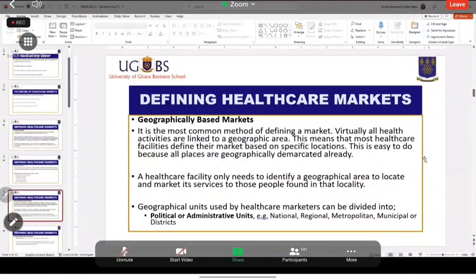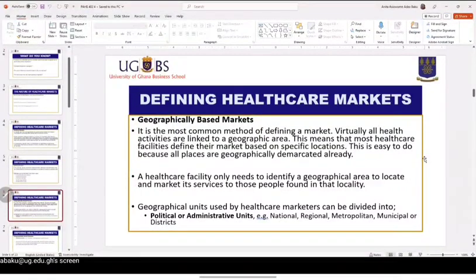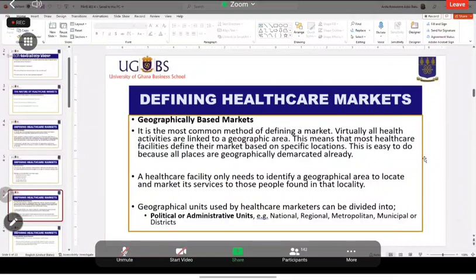So when we talk about geographically based markets, we are talking about markets that are defined by geographical areas. So you can say that for a healthcare facility, their market is maybe all the people living in Accra, or they could even be more specific, maybe all the people living in Medina or Legon. Is that okay? That is a geographical market. So a healthcare facility can say that in defining our market, in saying who we provide service for, we are looking at maybe the whole of Accra or the whole of the greater Accra region, or we are looking at Legon or Medina as a specific geographical location to define our market.